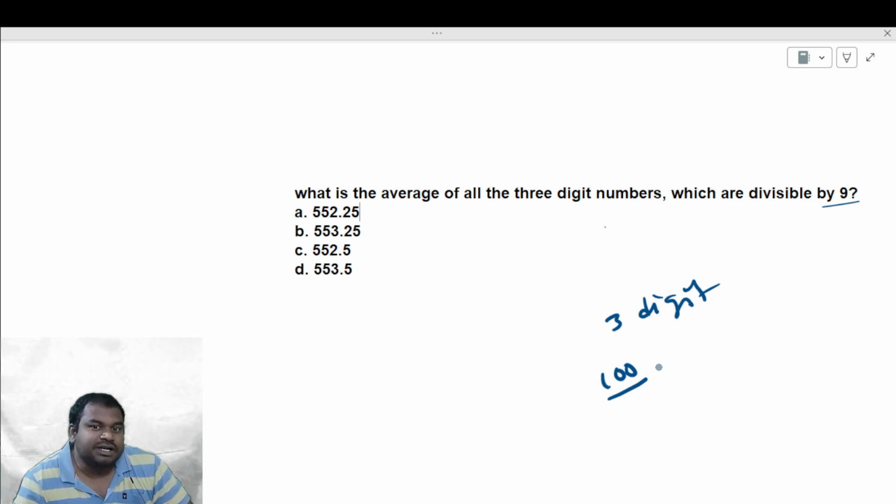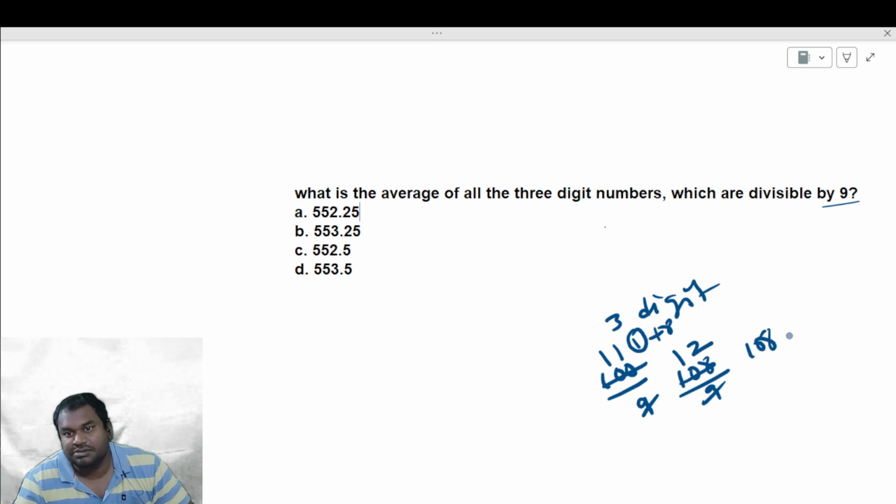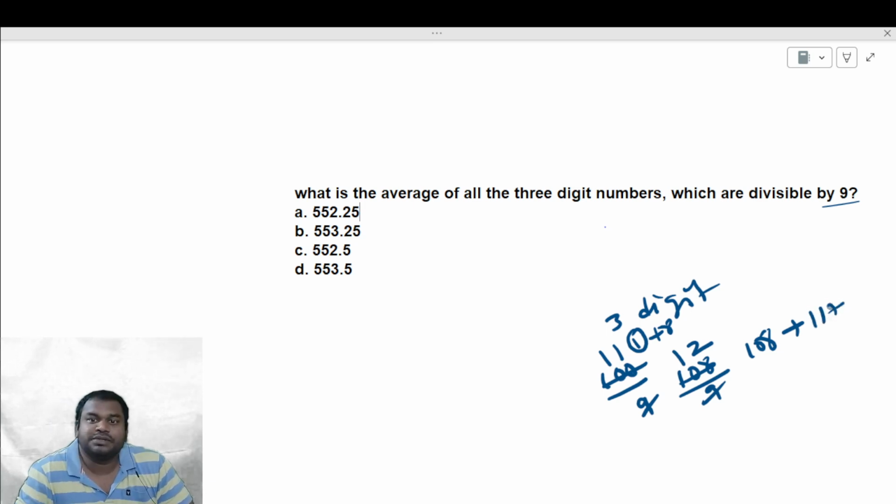First, you divide 100 with 9. 9 ones are 9. 1 is remaining. So if you add 8 to it, then it will be divisible. So you take 108 and divide: 9 ones are 9, 9 twos are 18. So it means 108 is a 3-digit number which is divisible by 9. From 108, you have to start. 108, 117, like that it should go.